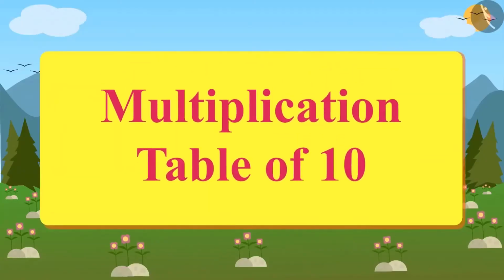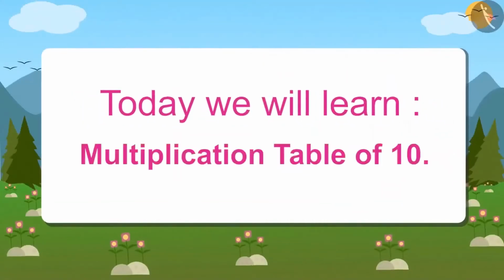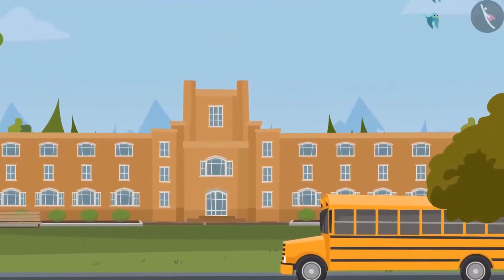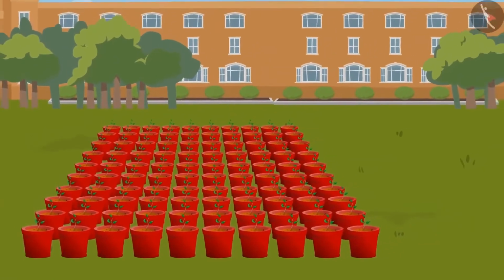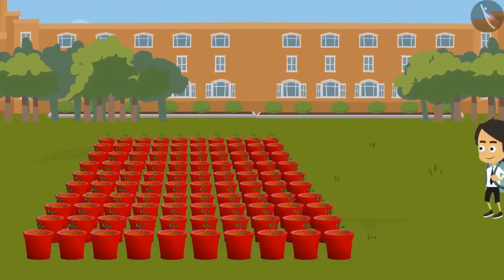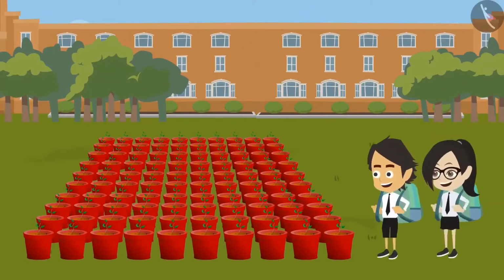Multiplication table of 10. Today we will learn the multiplication table of 10. New plants will be planted in Vandana and Ayushman's school. All the new plants that have been purchased are kept in one place. Vandana and Ayushman come to school and see all the plants kept together.